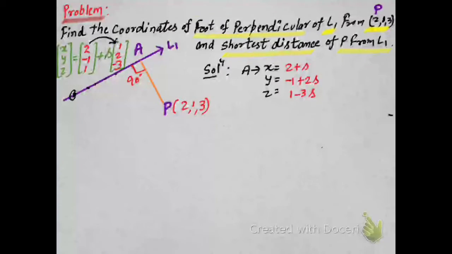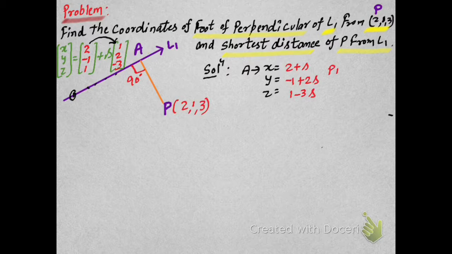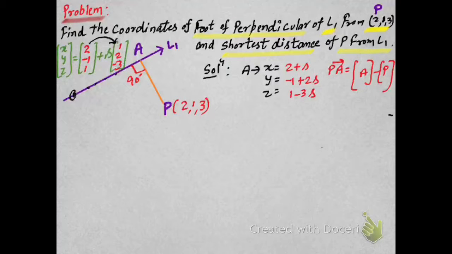Now let's find out vector PA or AP. Vector PA means the coordinates of A minus the coordinates of P. So I'll do here vector PA. So vector PA is A minus P. A I already have, which I got from the equation: 2 plus S, minus 2.